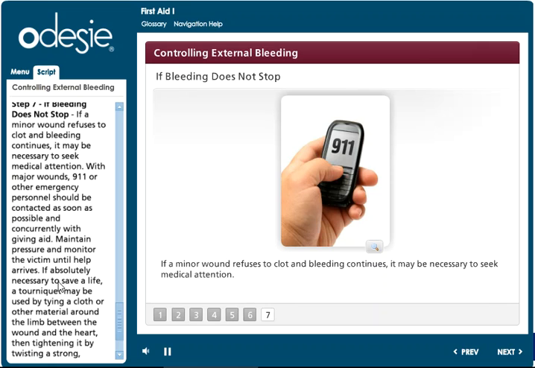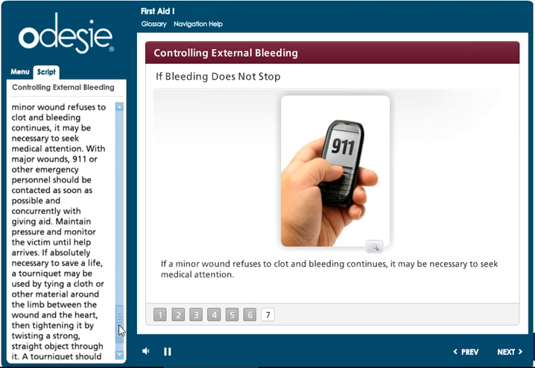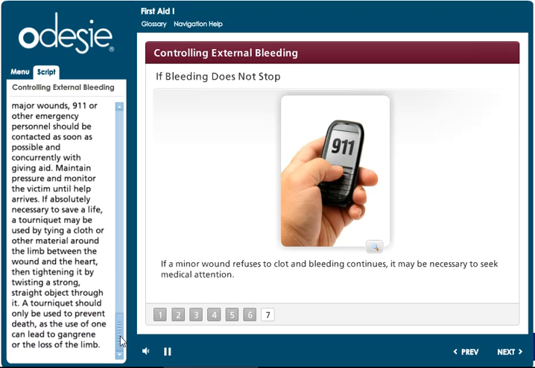If absolutely necessary to save a life, a tourniquet may be used by tying a cloth or other material around the limb between the wound and the heart, then tightening it by twisting a strong, straight object through it. A tourniquet should only be used to prevent death, as the use of one can lead to gangrene or the loss of the limb.